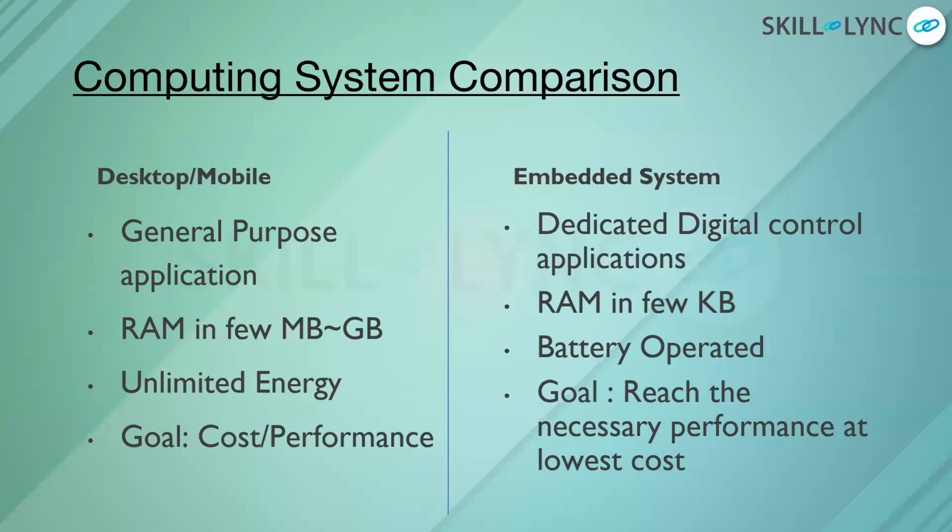Here the RAM range would be from a few MB to mostly a few GBs, whereas in an embedded system the RAM range is in terms of a few kilobytes. There you have unlimited energy coming from an AC power source, whereas here the goal is to reach the necessary performance at low cost, and most of the time it's battery operated. There we always have a trade-off between cost and performance.